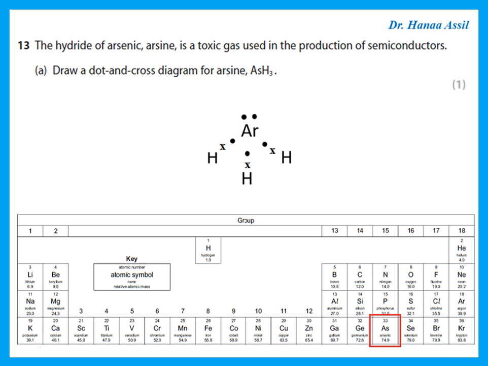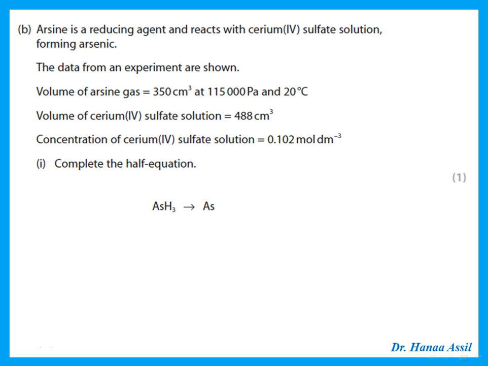That means it needs 3. So it's going to share 3 of its 5 electrons with 3 hydrogens, and it is still left with 2 of them up there not taking part in the bonding. So this is the dot and cross diagram for AsH3.